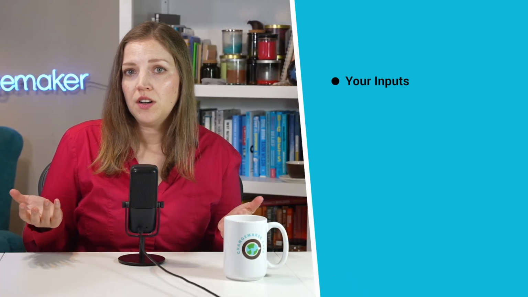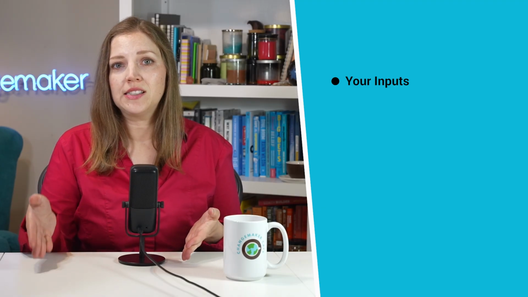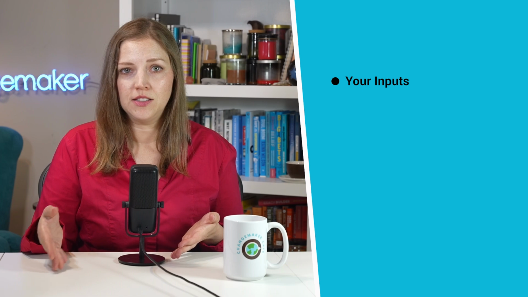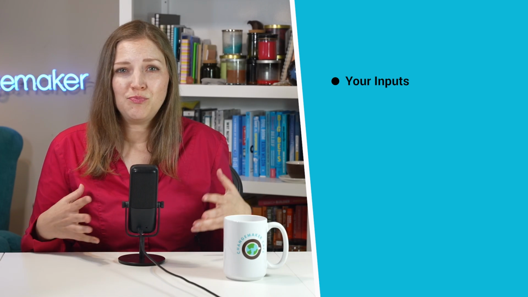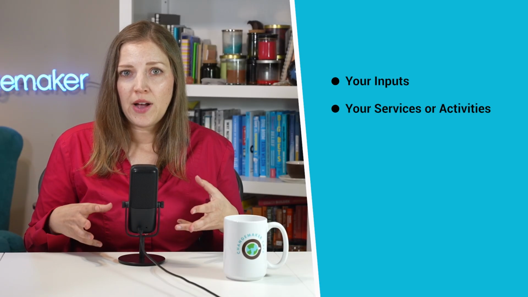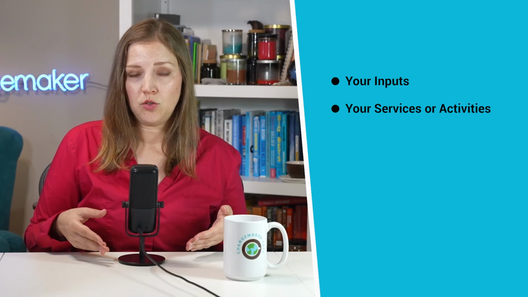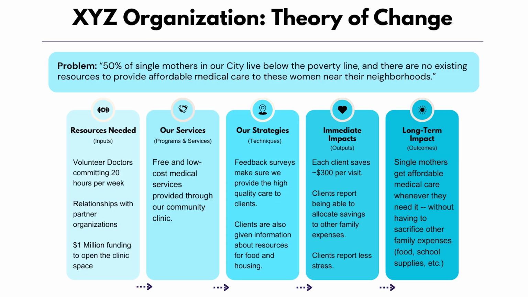So the theory of change roadmap will answer these questions about all this. Your inputs. In other words, what resources will be required for your program to be successful and reach this long-term impact? This could be staff, training, equipment, space, technology, etc. Then you've got your services or activities. What will you actually do to reach this long-term impact? Or put another way, what services or programs will you offer? In my example, the organization plans to build a community clinic to provide free or low-cost services to single mothers.